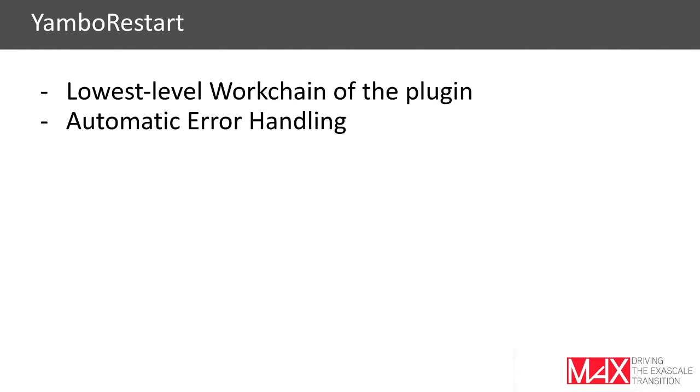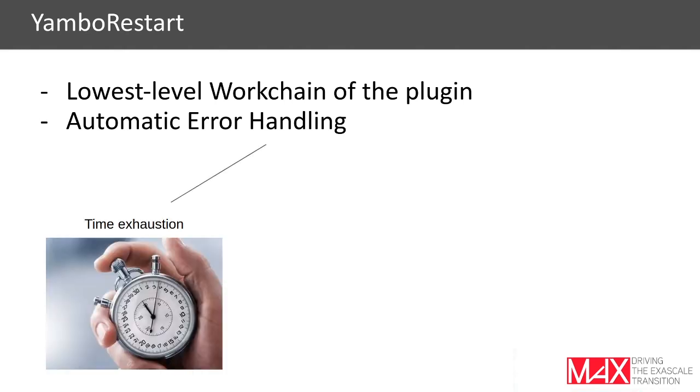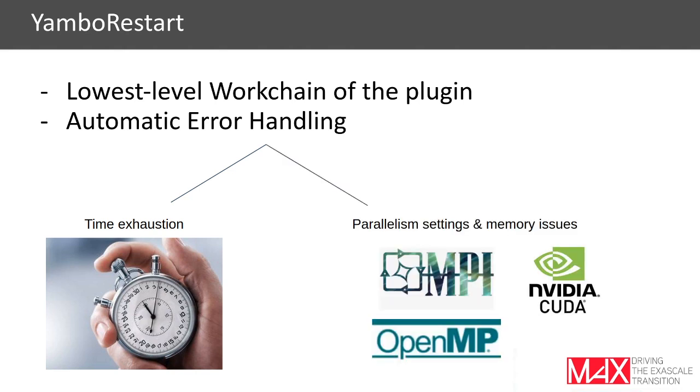It happens that a calculation fails, and if you want an efficient and automatic error handling, you have to implement a work chain that lies on top of the bare plugin and takes care of a restarting system. In the Yambo AiiDA plugin, this is represented by the lowest level work chain called YamboRestart. This work chain takes care of several error handling methods and tries to restart the failed calculation. We go from the classic time exhaustion error to the more complex and tricky parallelism and memory errors.